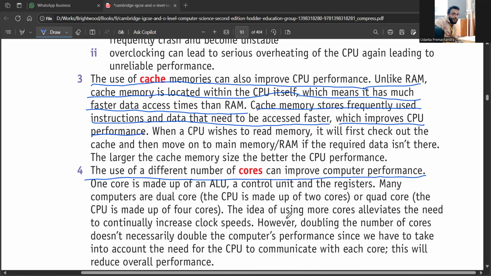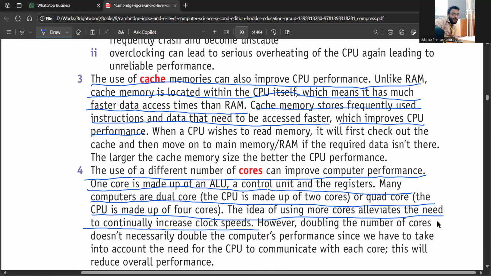The idea of using more cores eliminates the need for continually increasing clock speed. However, when you use more cores, whether single core, dual core or quad core, performance can keep increasing.